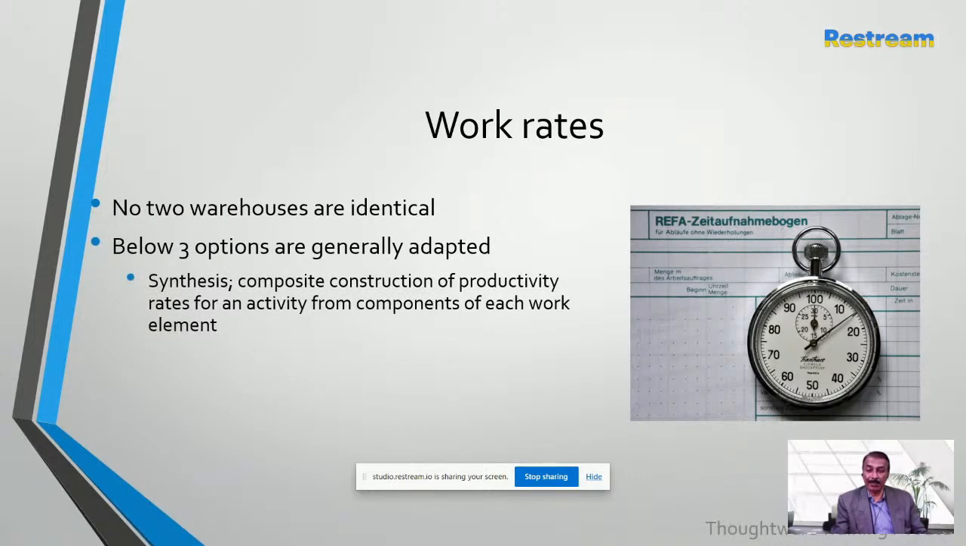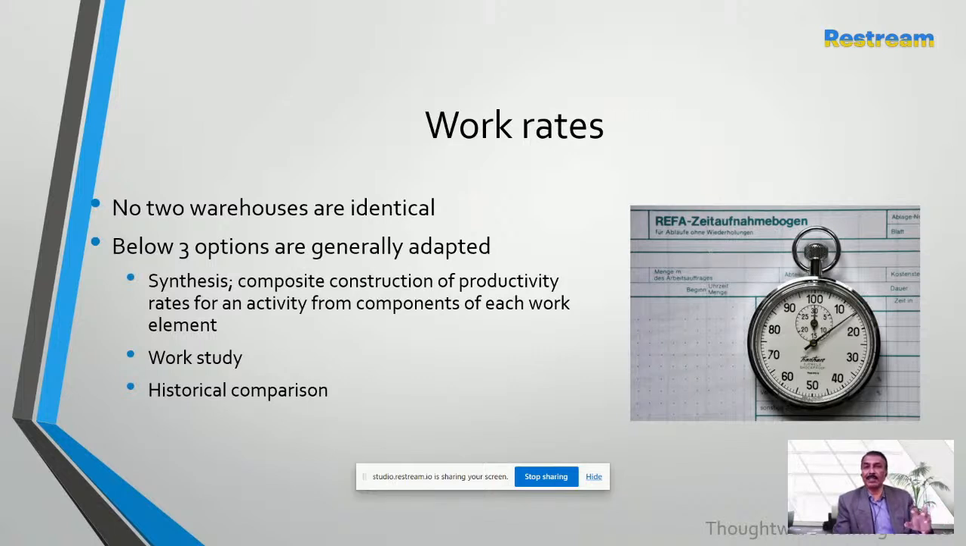Generally, these three methods are adopted. For example, synthesis, composite construction of productivity rates for an activity from components of each work element. Finally, we have to understand it's not only the manpower but also the equipment and also the nature of work performed is a complex activity here. Maybe some kind of a work study can be applied or some historical comparison should be made.